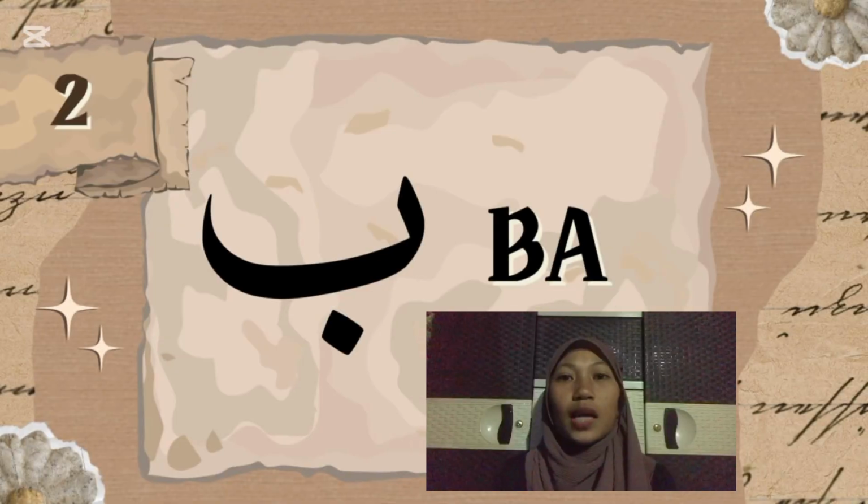Next is the second letter. It is pronounced as ba. Kapag may short vowel naman na fatha is also pronounced as ba, and kapag may short vowel na kasra is pronounced as bi, and kapag may short vowel na dhamma is pronounced as bu.